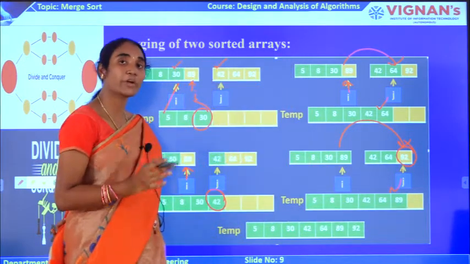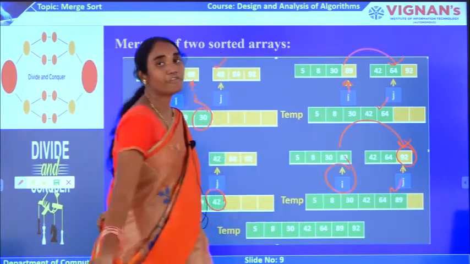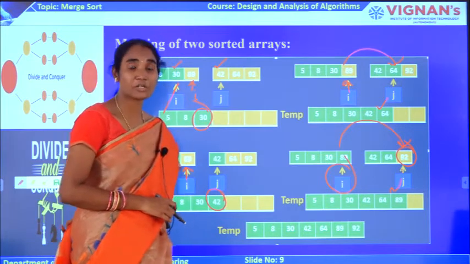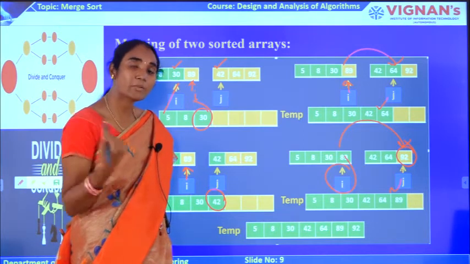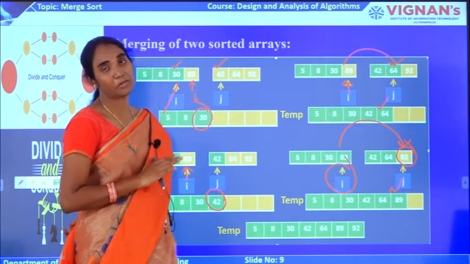So now j is pointing to 92 and here i reaches the end of my first sublist, right, the end of my list. So at that position what I am supposed to do is, all the remaining elements left in the second sublist must be copied to the temporary array.